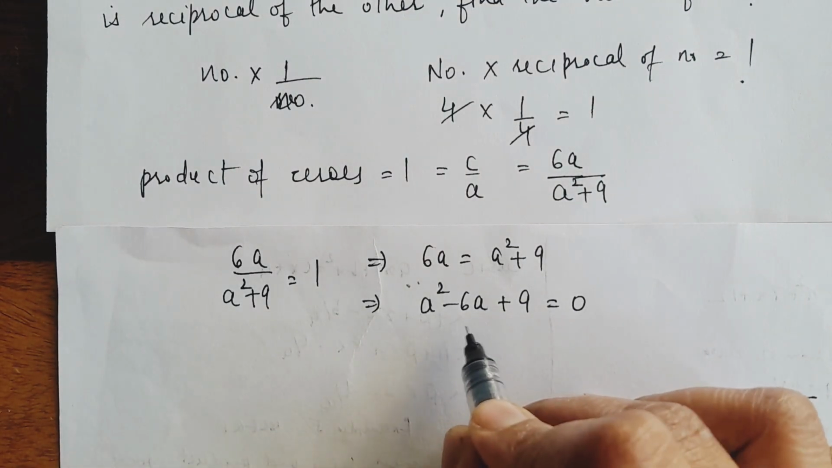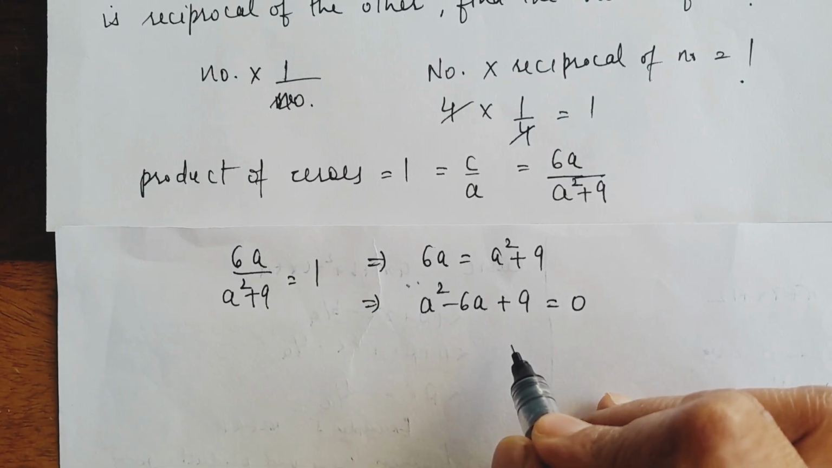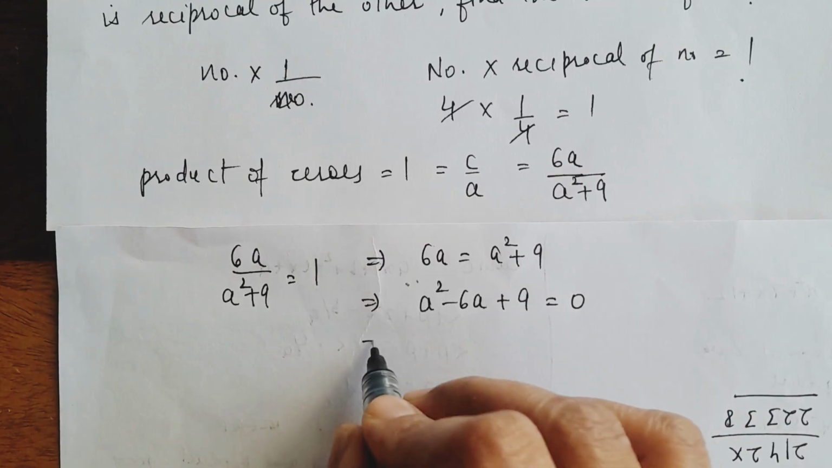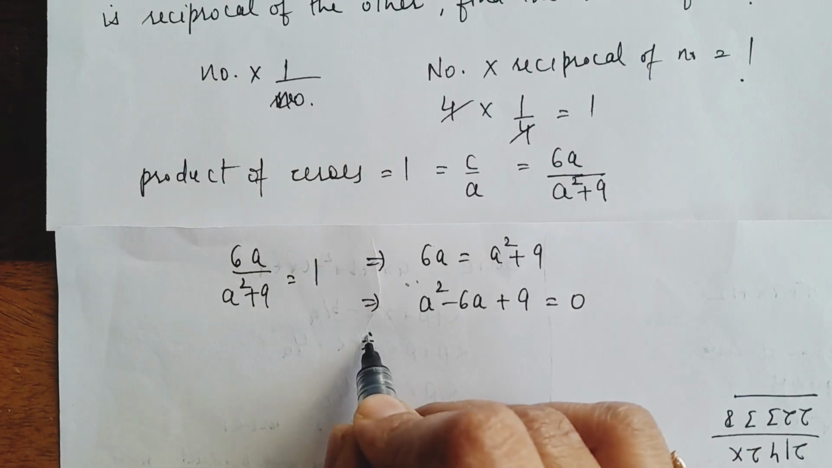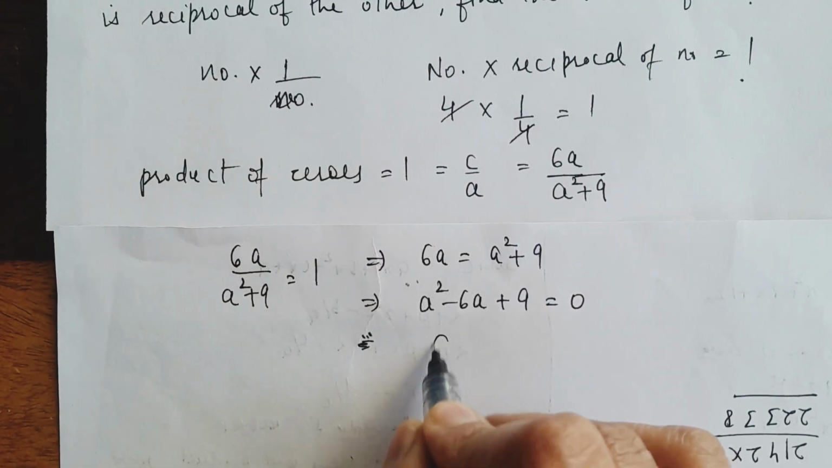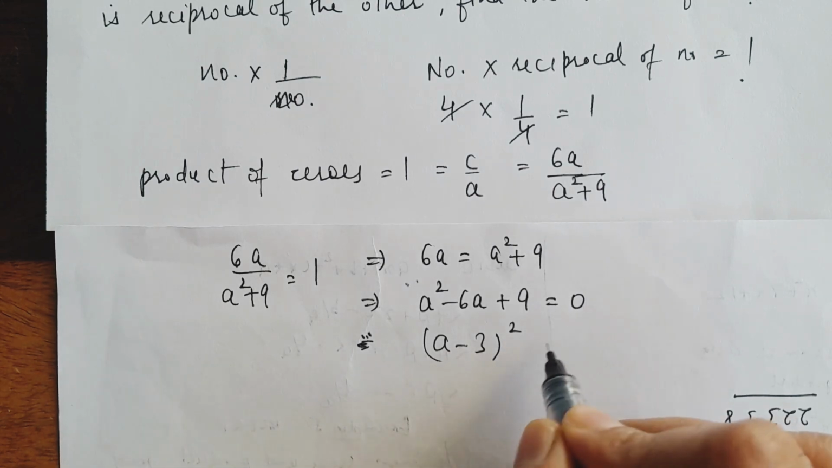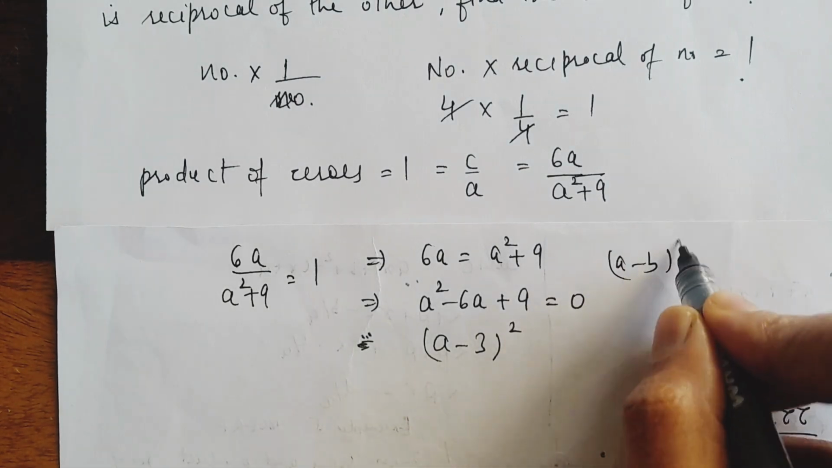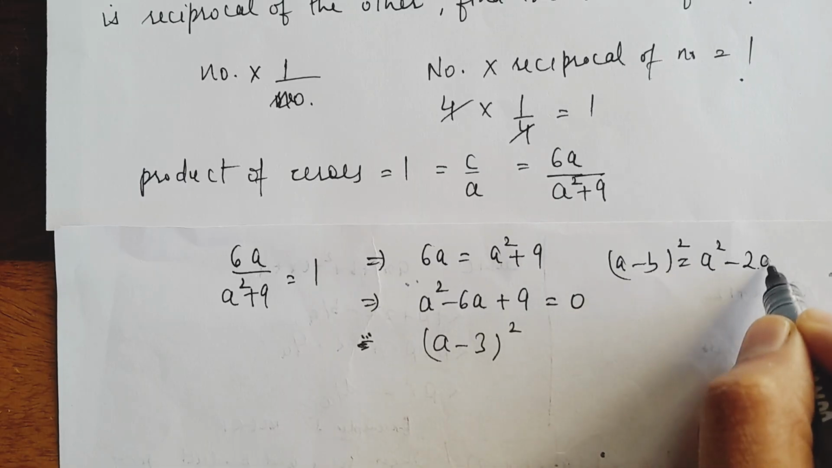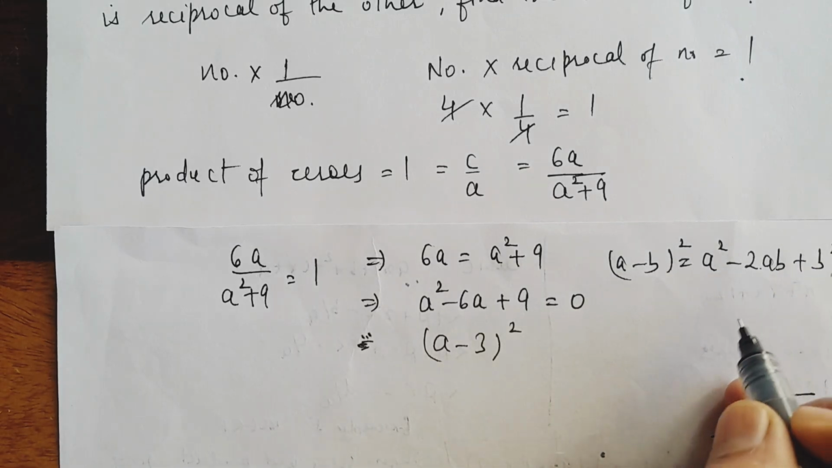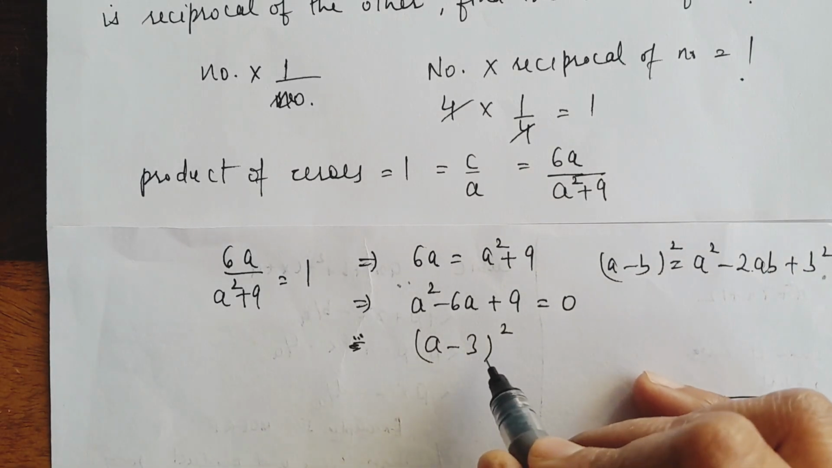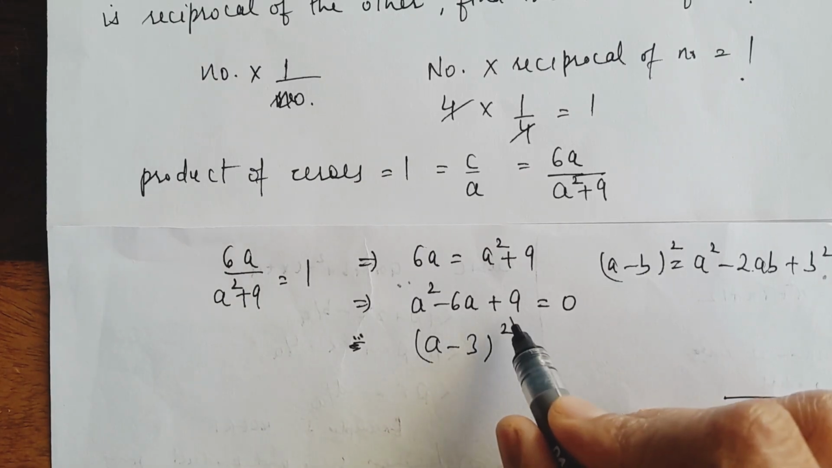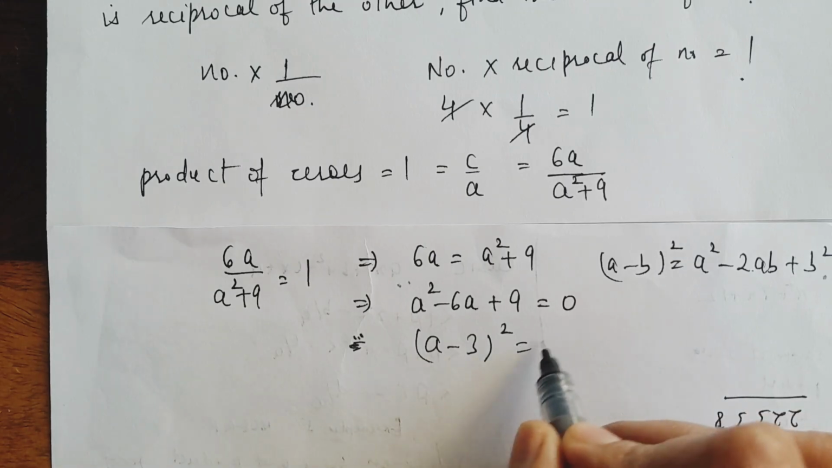Now we will use the splitting of the middle term here, or we can use the second identity also. So we will use the second identity. This is the perfect square of a minus 3. A minus b whole square is equal to a square minus 2ab plus b square. So here you will get a square minus 2ab, that means 6a, and 3 square means 9 here. So a minus 3 whole square is equal to 0.